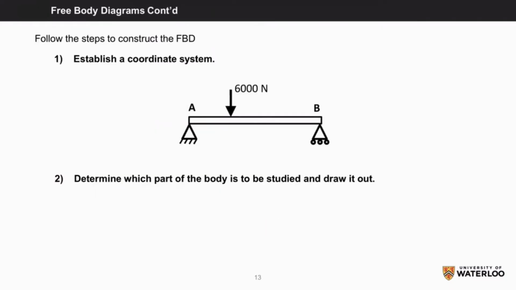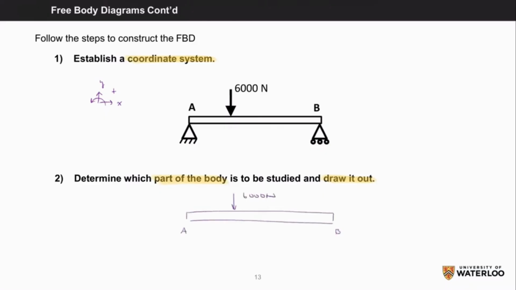The first step in constructing our FBD is to establish a suitable coordinate system. For this example, we will select up and right as our positive y and x directions and counterclockwise as our positive moment direction. The second step is to determine the part of the body that is to be studied and draw it out. In this example, we are interested in the entire length of the beam, so we will draw only the beam.